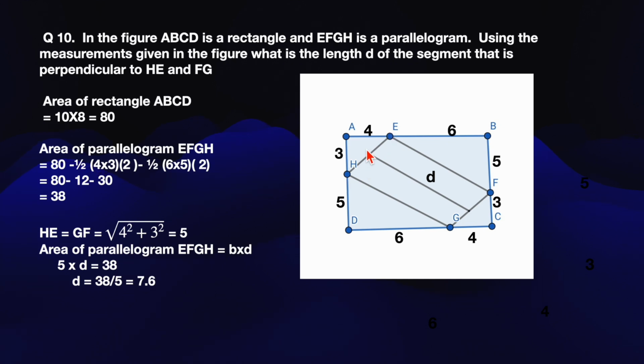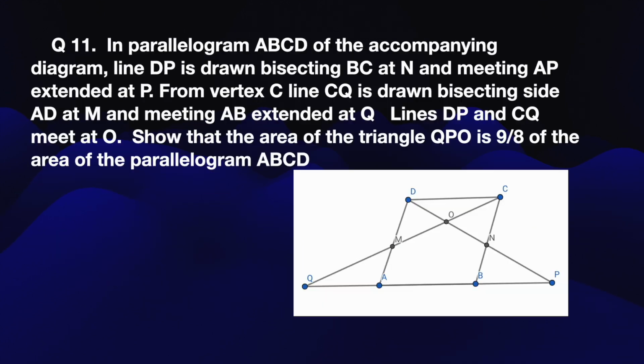HE is 5. Now what is the formula for the area of a parallelogram? Base into height. This is the height. So HE into D. HE is 5. Area of the parallelogram, we found out it is 38. So 5 into D is equal to 38. D is equal to 38 upon 5, that is 7.6.